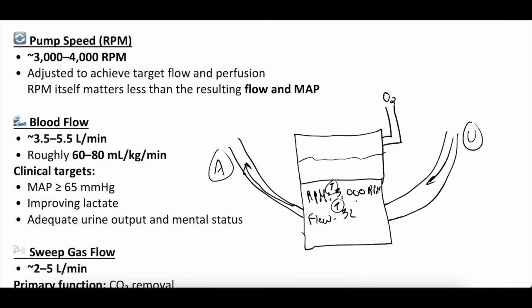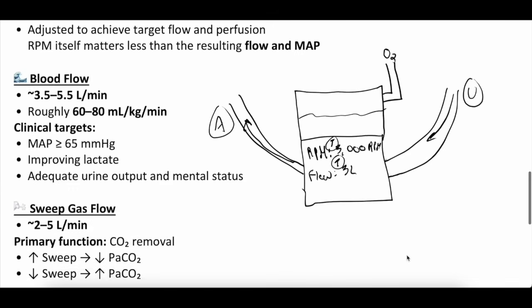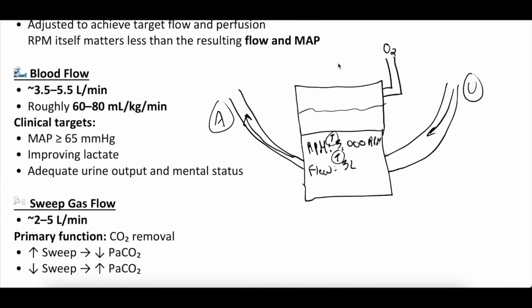But it's kind of like, I shouldn't say guess and check, but you will increase the RPMs and see what flow is generated, and then kind of titrate your RPMs to achieve said flow. The other thing you're going to be setting is going to be the sweep gas flow.